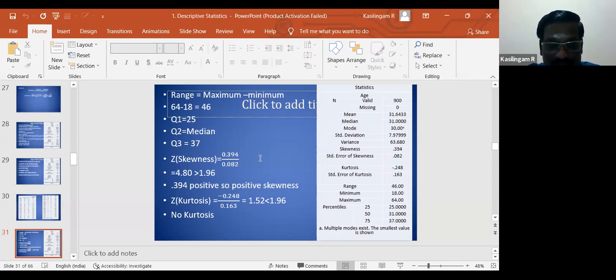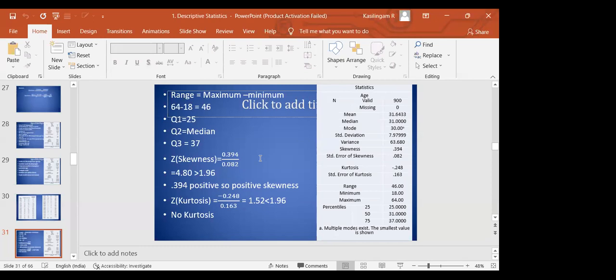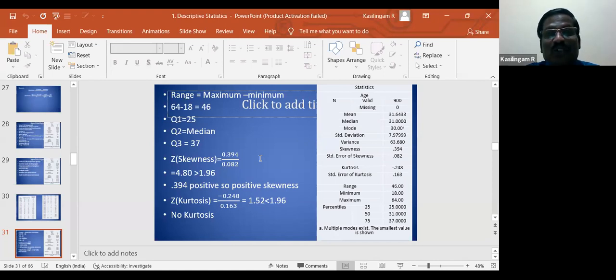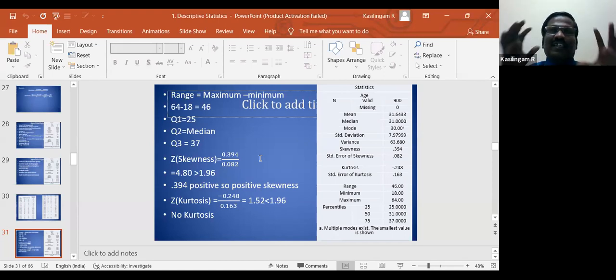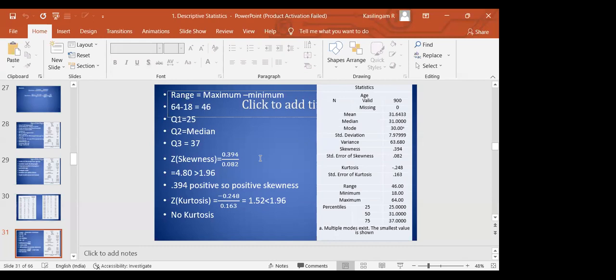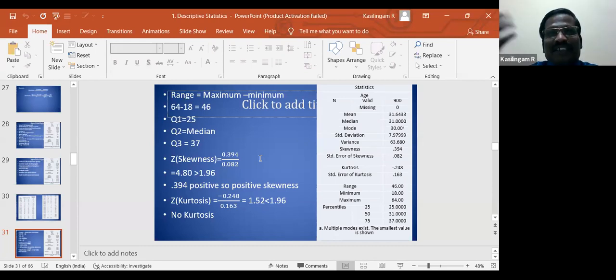Which means no skewness is rejected. What does it mean? The null hypothesis is that there is no skewness, which is rejected because the value is more than 1.96.